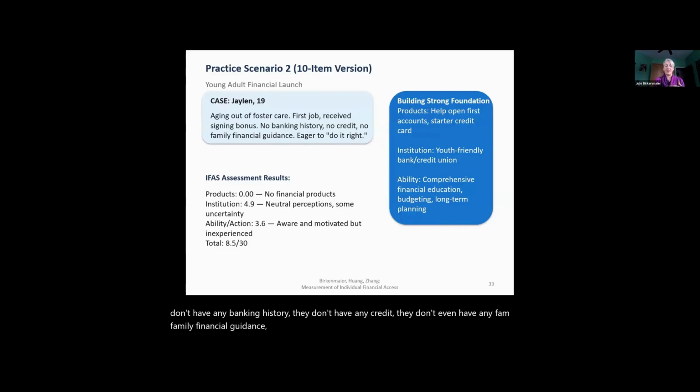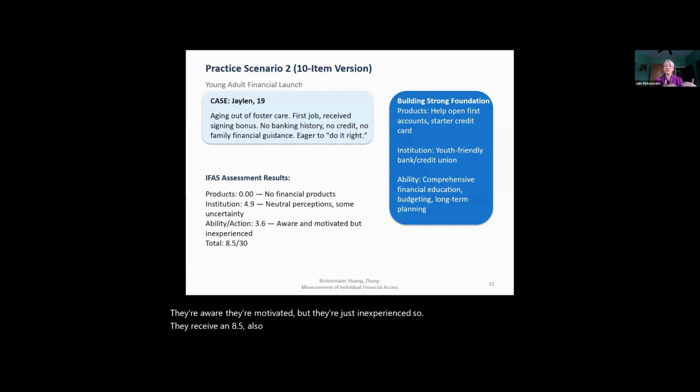So in taking the scale, maybe they scored a 0, right? Because they don't have any products or services, yet they have a 4.9 score, a neutral perception of banks. They haven't had a lot of experience with them, but they are not really certain about how they might interact with institutions. And then they score maybe a 3.6 there for individual ability or action. They're aware, they're motivated, but they're just inexperienced. So they receive an 8.5 also out of 30.